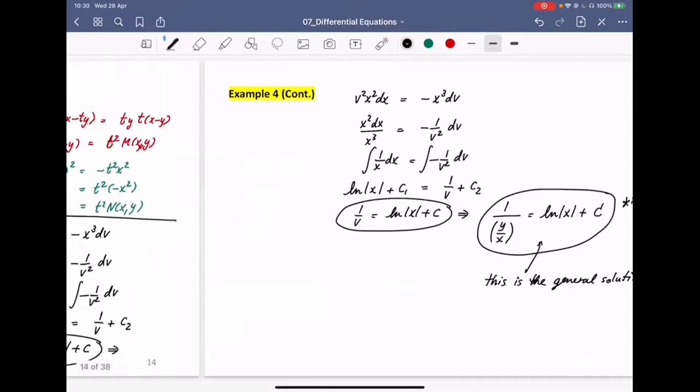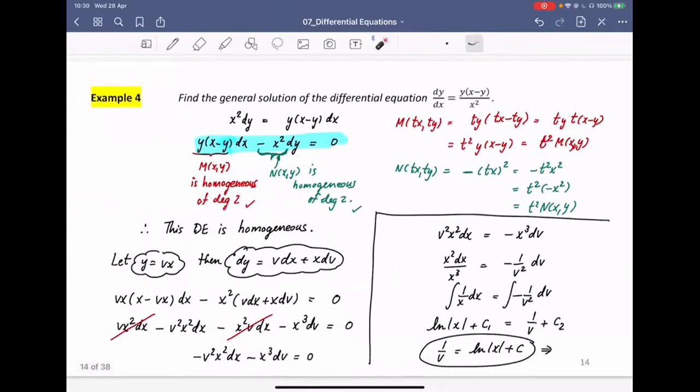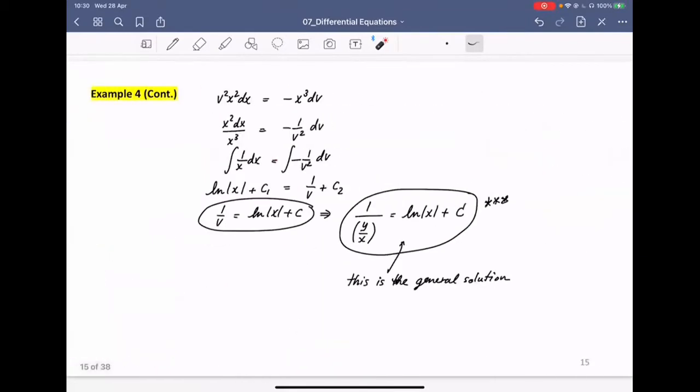You can see the journey that we just did. We start from the given differential equation, and then after that, you simplify it to the form here. And then you check that this is homogeneous. And then you do a substitution, and then everything turns into a separable equation. And then you integrate on both sides to get the answer.